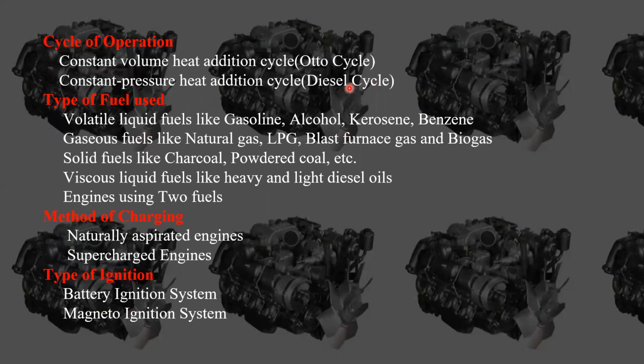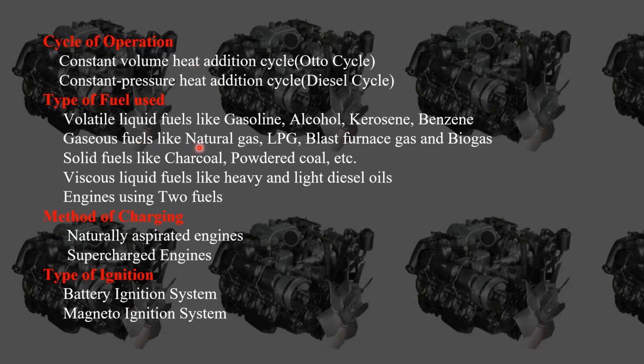The engines which run on this diesel cycle, or constant pressure heat addition cycle, are called compression ignition engines or diesel engines. And what about the Otto cycle? The engines which run on the Otto cycle are called petrol engines or SI engines. That is about the cycle of operation classification.